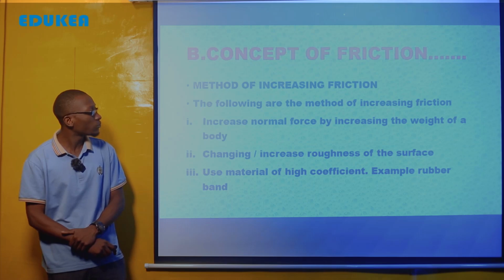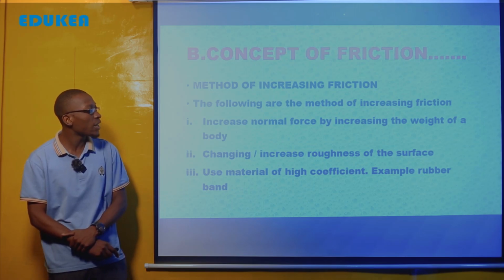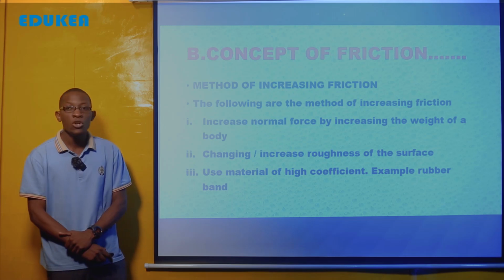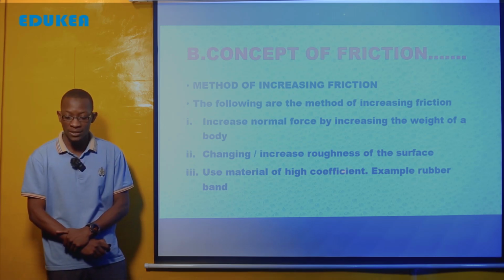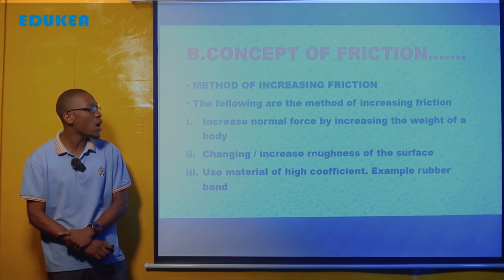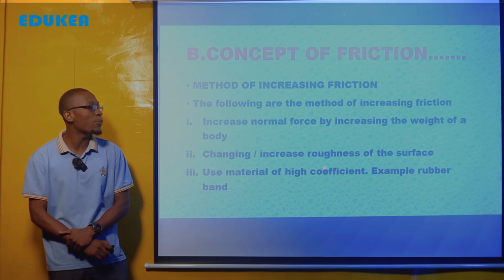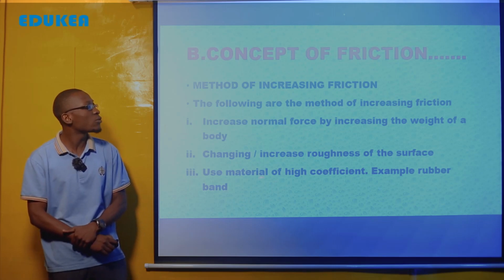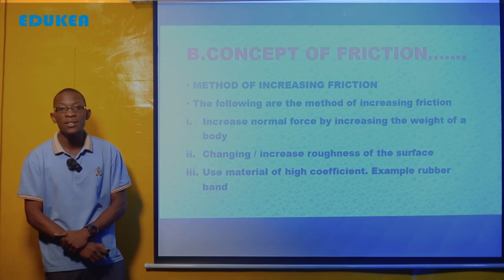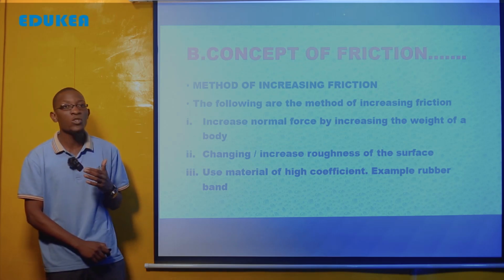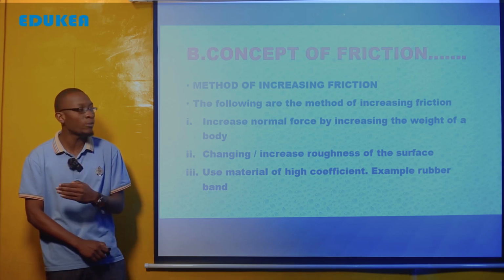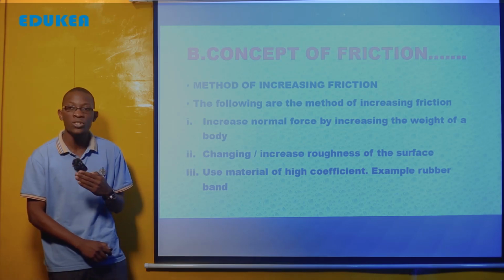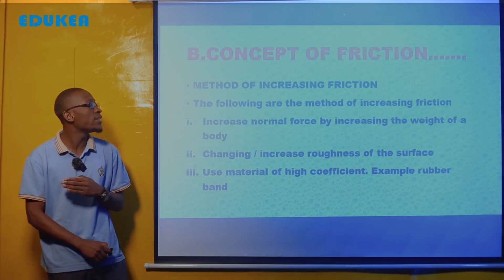Another method is changing or increasing the roughness of the surface. Hapa tunaangalia namna gani tunaweza kuongeza the friction force. Tunapokuwa tunabadilisha au tunaongeza roughness of the surface, yaani surface inakuwa haipo smooth, inakuwa rough. Surface ikiwa rough, maana yake tuna increase the friction. As in the previous lesson, the roughness of the surface increases friction. Looking at how friction is formed due to mechanical bonds, once the surface is rough, we tend to increase the friction, and once the surface is smooth, we tend to decrease the friction.